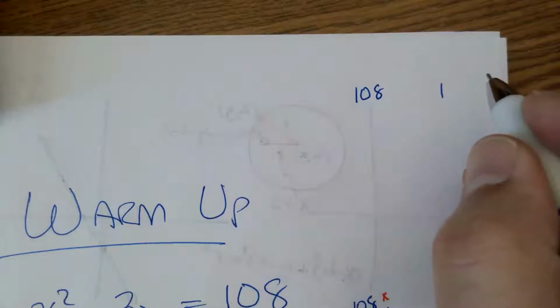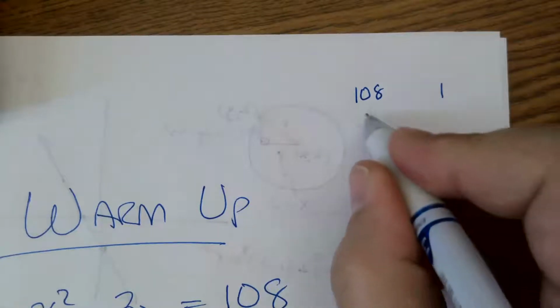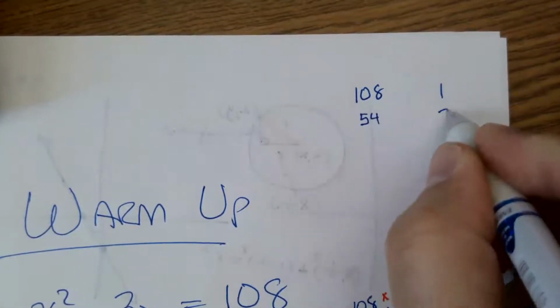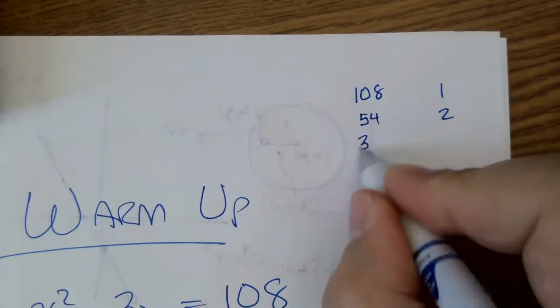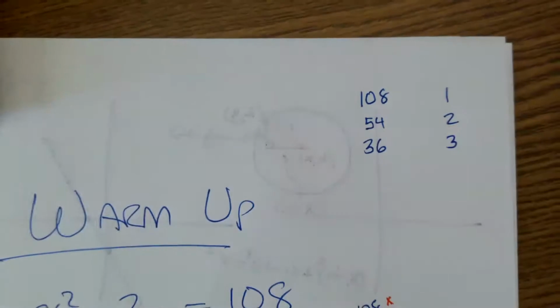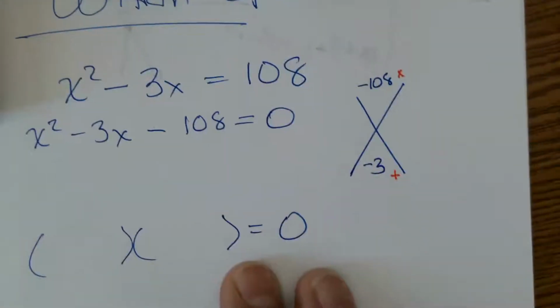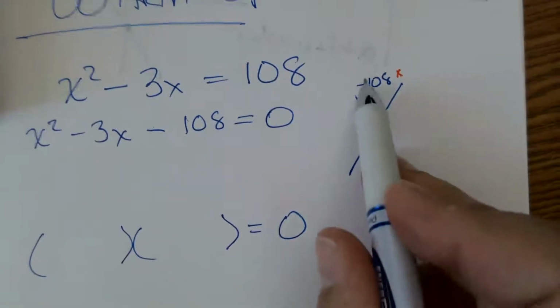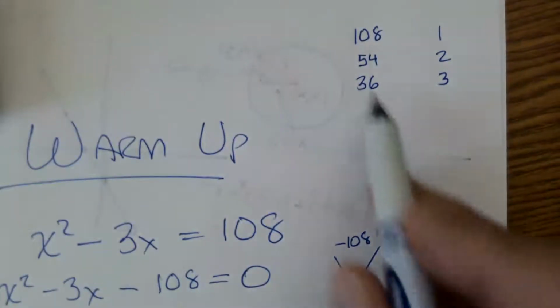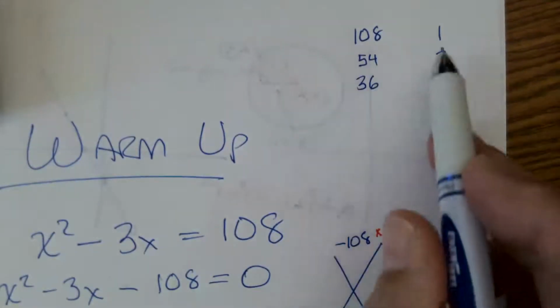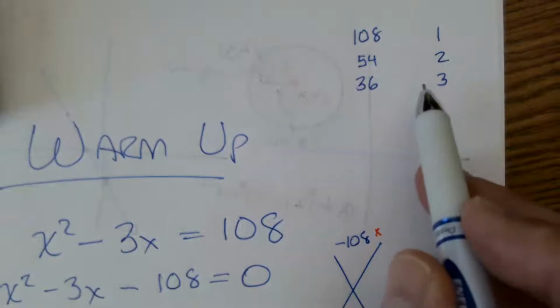Well, it could be 108 and 1. It could be 54 and 2. It could be 36 and 3. How do I know which ones are right, though? If I want these two numbers to multiply to make a negative 108, what has to be true about one of these? One of them has to be negative.